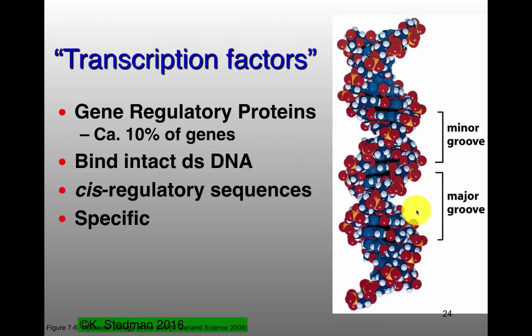Cis-regulatory sequence just means it's on the same piece of DNA and near to the promoter that it's regulating. Now, what do we mean by near? In the case of bacteria, it's probably going to be tens to hundreds of nucleotides away. In eukaryotic cells, it can be tens of thousands of nucleotides away.